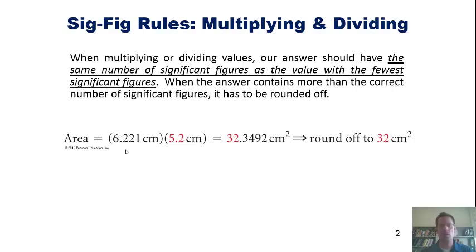Because the value that I used to measure my initial lengths that has the fewest number of significant figures only has two significant figures, my final answer should be rounded off to only have two significant figures, in this case 32.